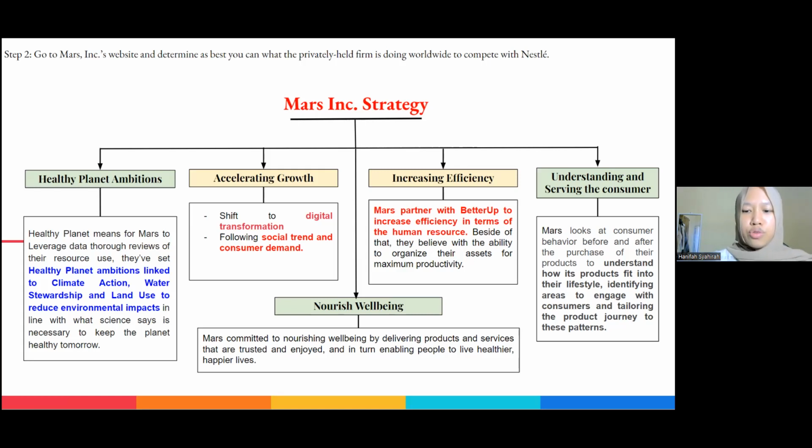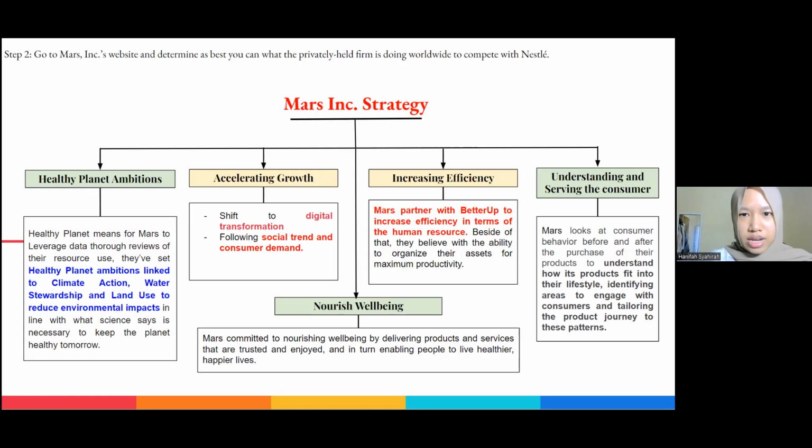So in nourish well-being, it means that they want the snacks provided by Mars Inc. to be something trusted and enjoyed by people, that can make their life healthier and happier, because they really maintain the nutrition that is in the product itself.